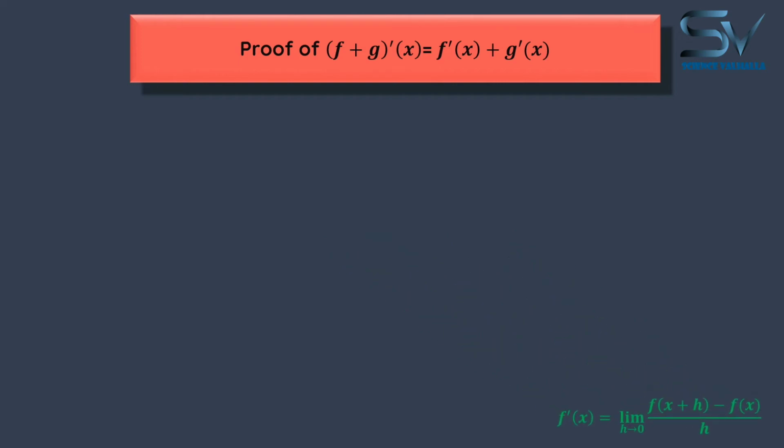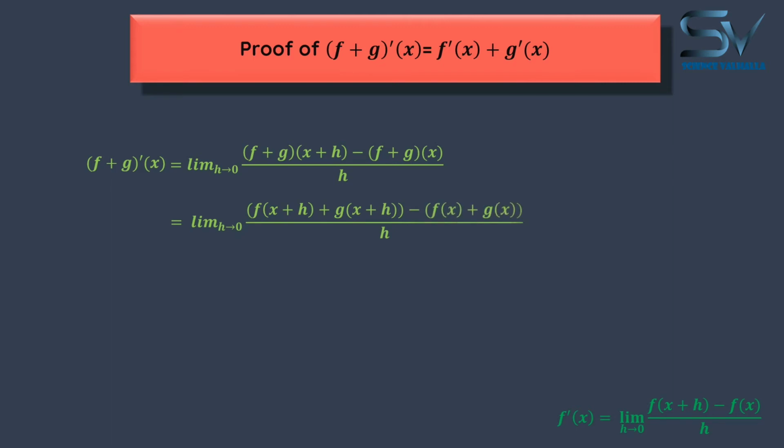Now here we have to find the derivative of the f plus g function. For this we will put it in the definition. f of x plus h is replaced by f plus g of x plus h. Why? f of x is replaced by f plus g of x. Got it? The following step will be to separate f of x plus h and g of x plus h.